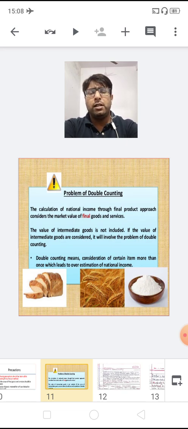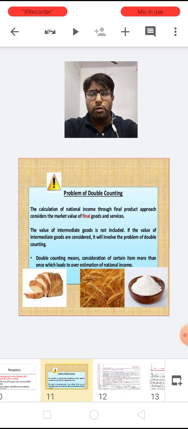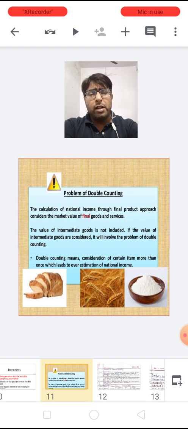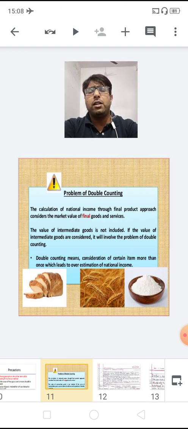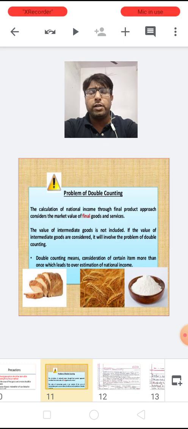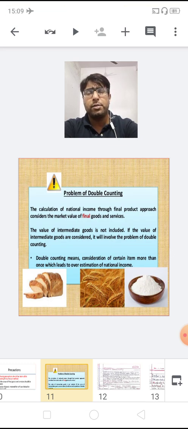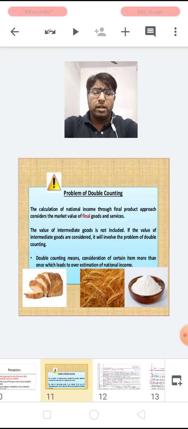So children, I want to present this point again here. When we are estimating the national income, we are going to take the value of only the final goods and services. We are not going to add the value of intermediate goods or intermediate consumption. If we include the value of intermediate goods again, then it becomes a problem of double counting. Now let us learn more about this problem.